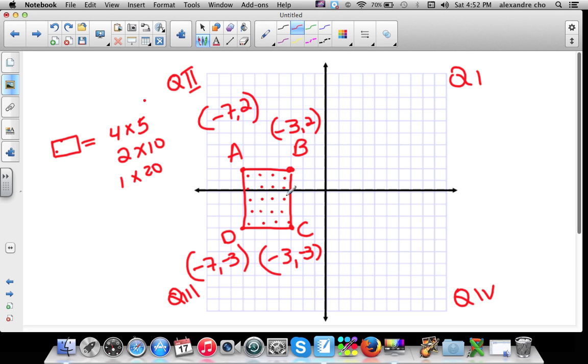Okay, remember this rectangle can be moved, so you could have had a rectangle a little bit more to the left, or a little bit higher, even a little bit lower. But as long as 2 of its vertices were in Q2 and 2 in Q3, you're fine.